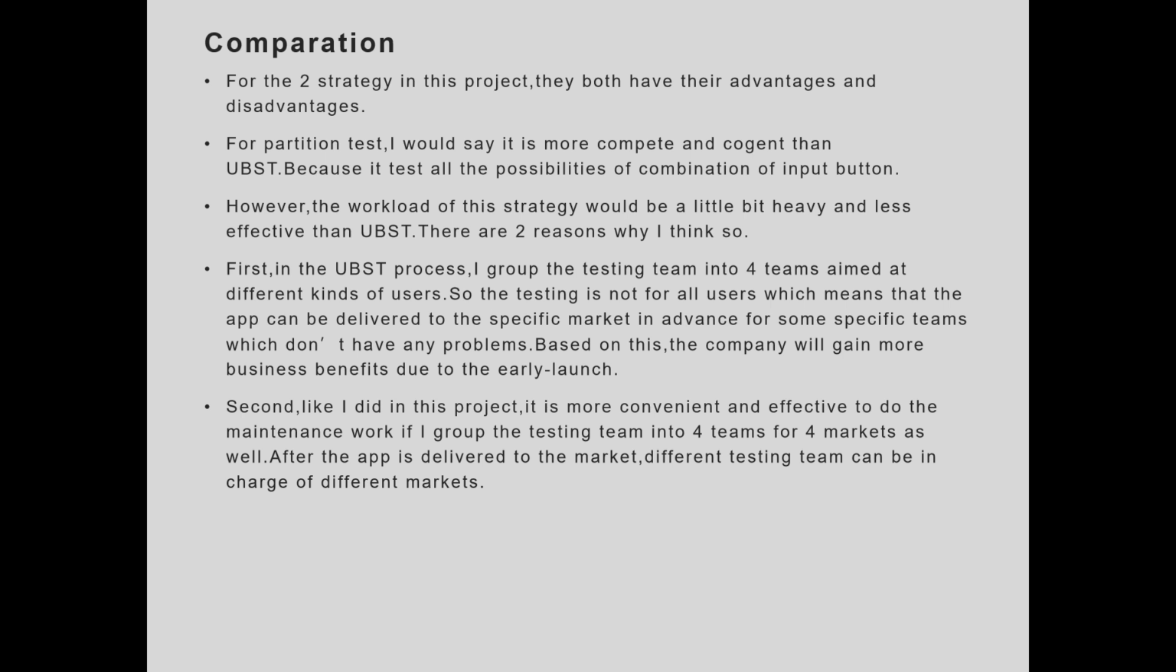There are two reasons why I think so. First, in the UBST process, I grouped the testing team into 4 teams aimed at different kinds of users, so the testing is not for all users, which means that the app can be delivered to a specific market in advance for specific teams which don't have any problems. Based on this, the company will gain more business benefits due to the early launch.